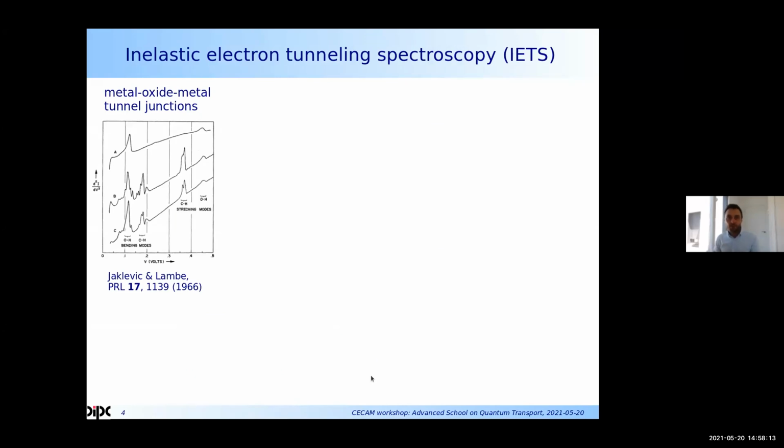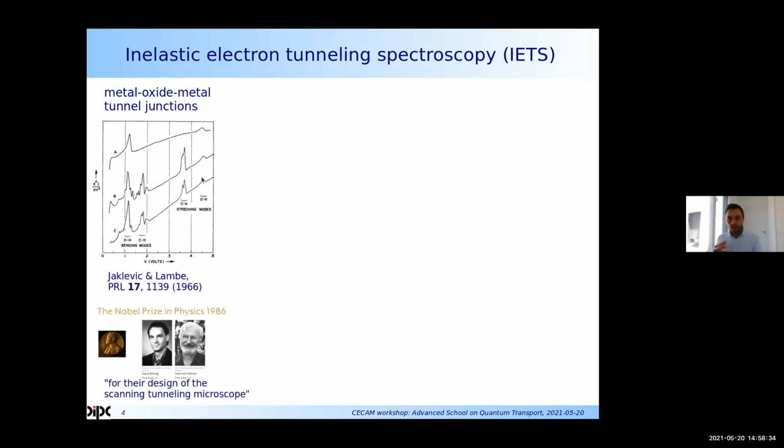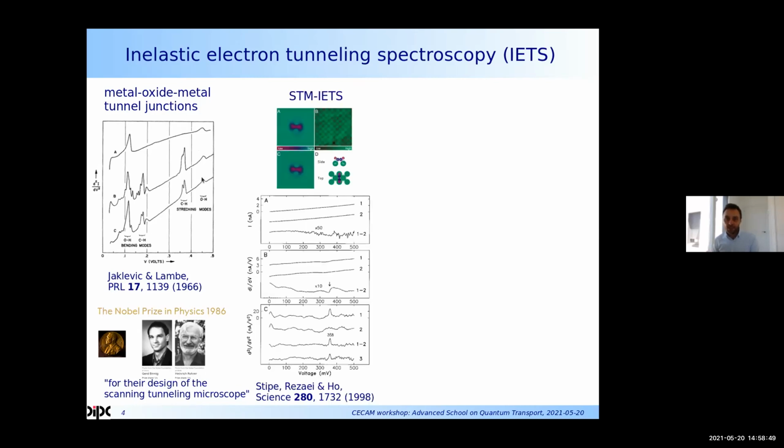Also, from a maybe different point of view, is about the characterization of nanojunctions. And in this early work by Jaklevic and Lambe, they reported inelastic electron tunneling spectroscopy of metal oxide metal tunnel junctions, with features that they could trace back to the specific molecules that they had embedded in the oxide film. A real step forward towards nanoscience was the invention of the scanning tunneling microscope. And besides making nice images of individual atoms and so on, this was also taken to the limit of vibrational spectroscopy at the single molecule level, pioneered by the group of Wilson Ho.